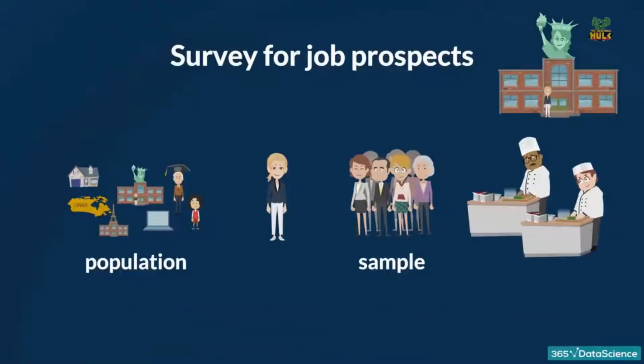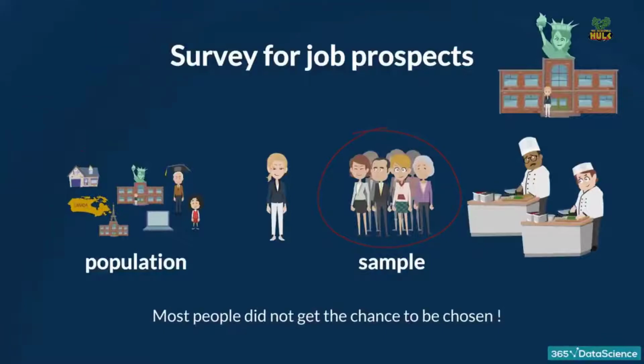Let's go back to our example. We walked into the university canteen and violated both conditions. People were not chosen by chance. They were a group of NYU students who were there for lunch. Most members did not even get the chance to be chosen, as they were not on campus. Thus, we conclude the sample was not random.